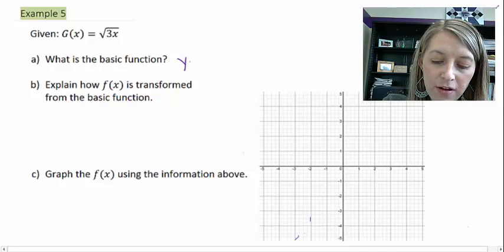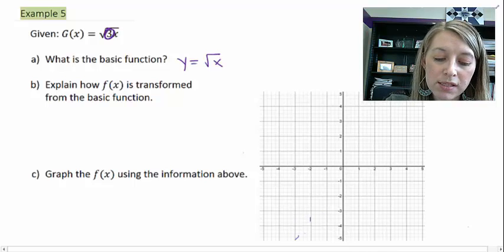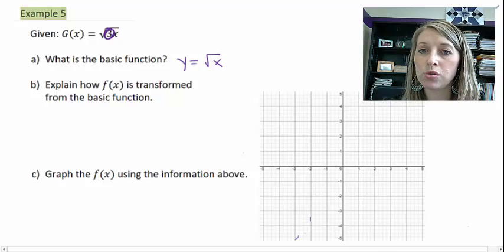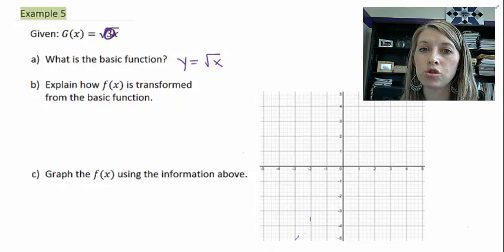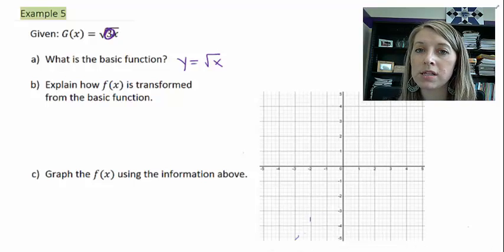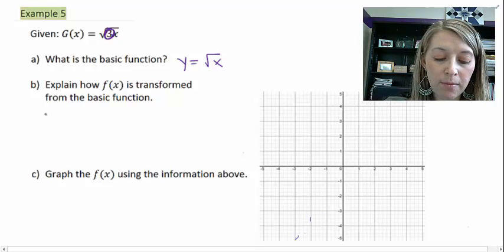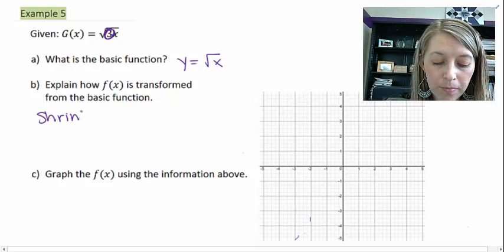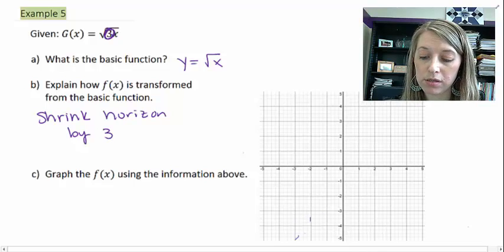Okay, same basic function, y equals square root of x. This one, the 3 is on the inside. So inside means it's going to do it horizontally. It's still multiplied, so that means we're still going to do stretching or shrinking, but inside is going to do backwards. So I'm not going to actually multiply it by 3. I'm going to divide it by 3. So that means I'm going to shrink it horizontally by 3 units.